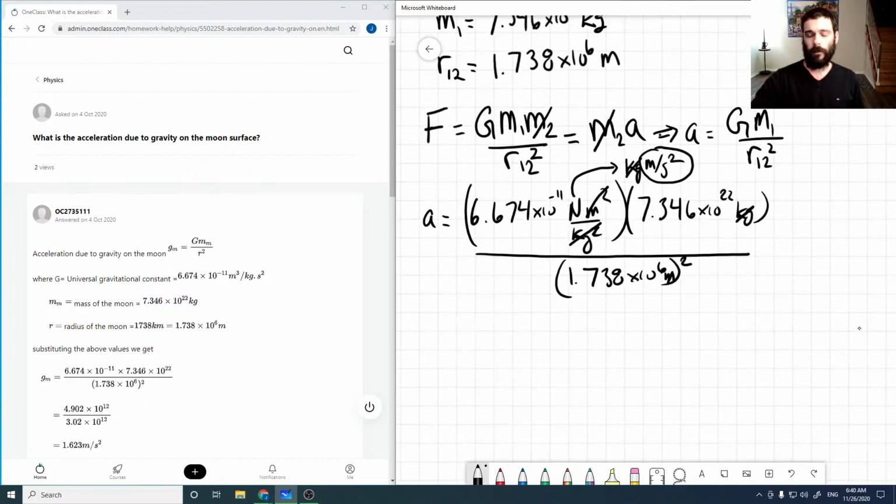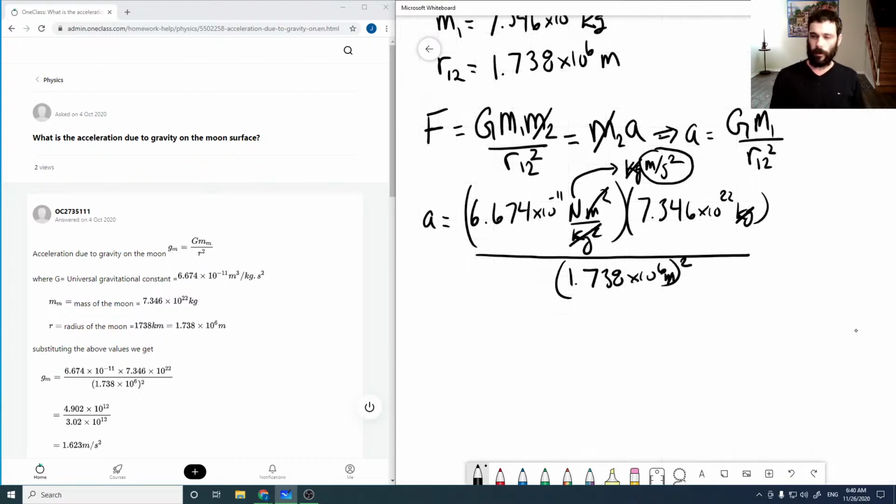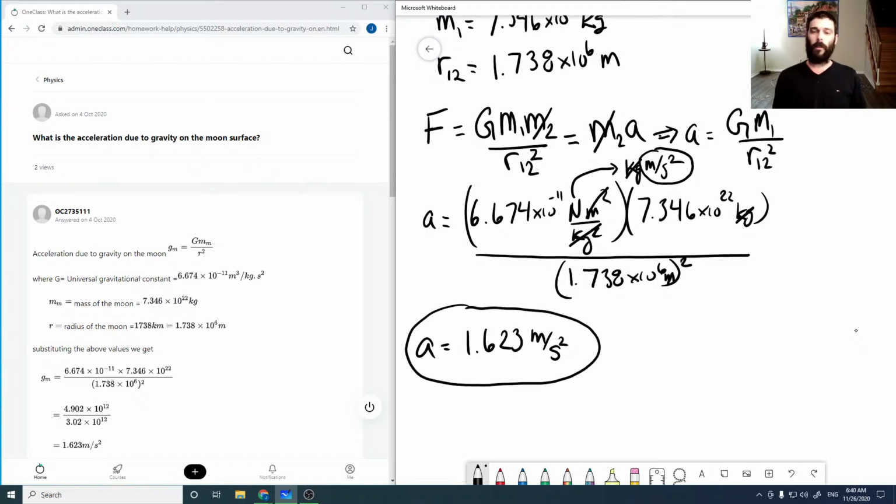Or at least it is one of the first checks I would recommend you make if you think that you made an error. Okay, so running this through our calculator, we get our acceleration is 1.623 meters per second squared. And so the gravitational acceleration on the surface of the moon is 1.623 meters per second squared.